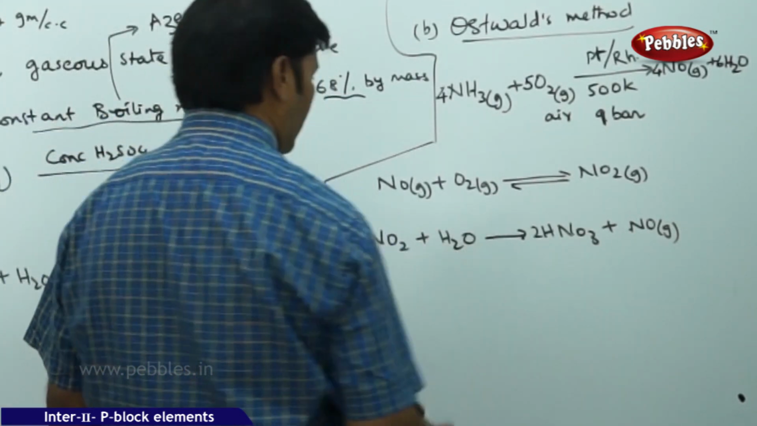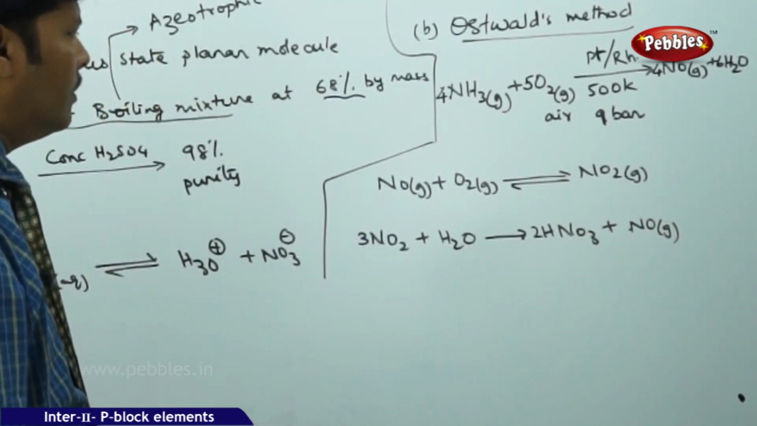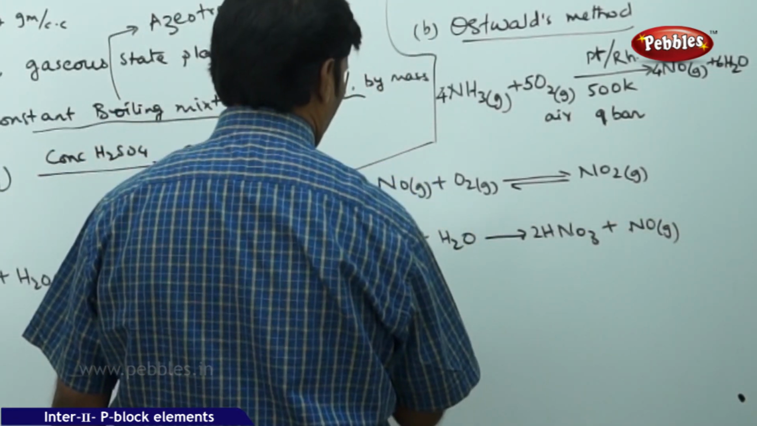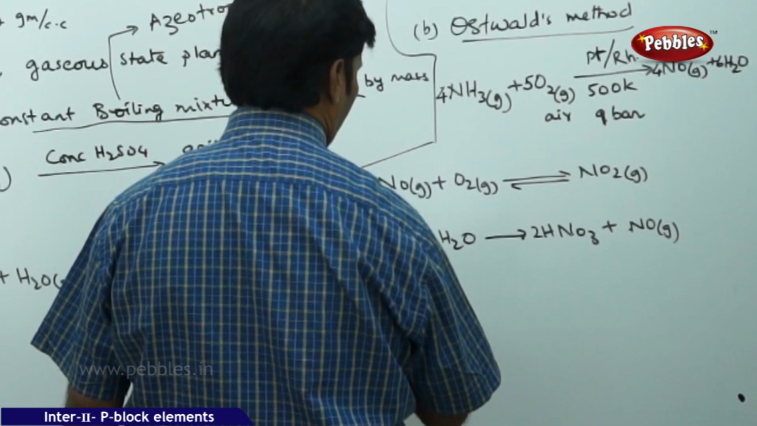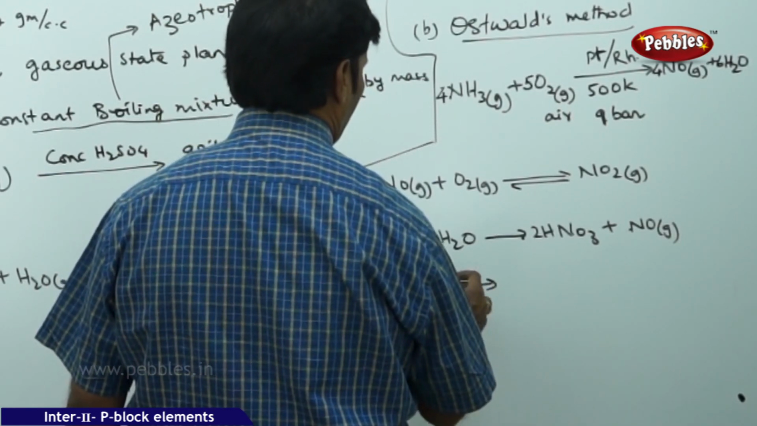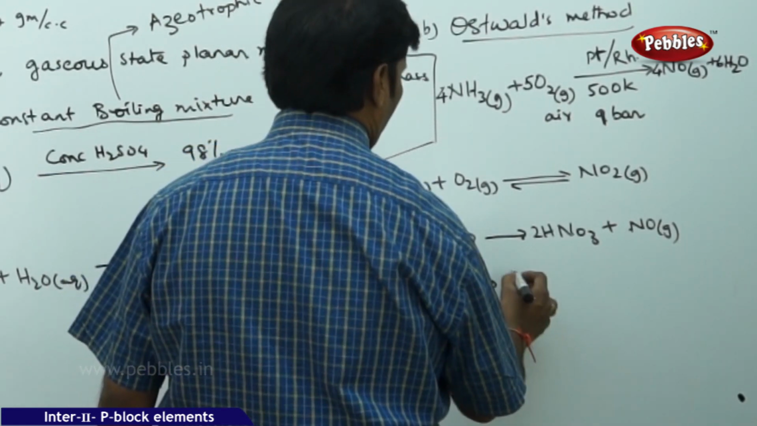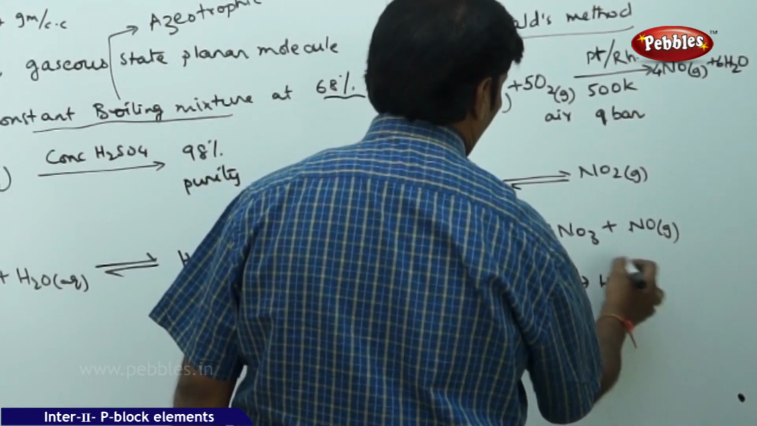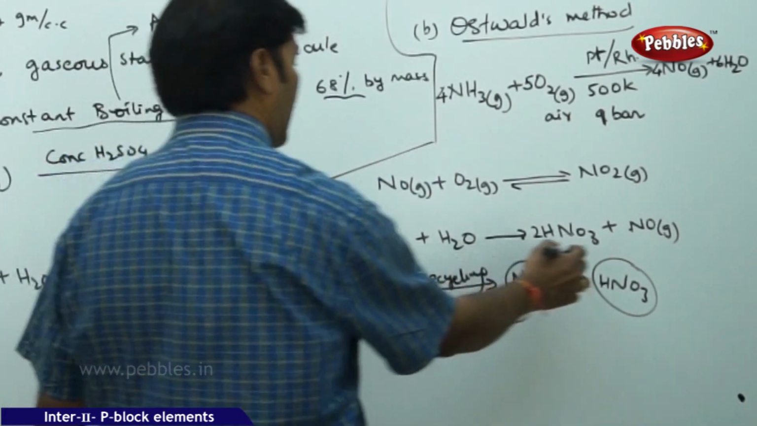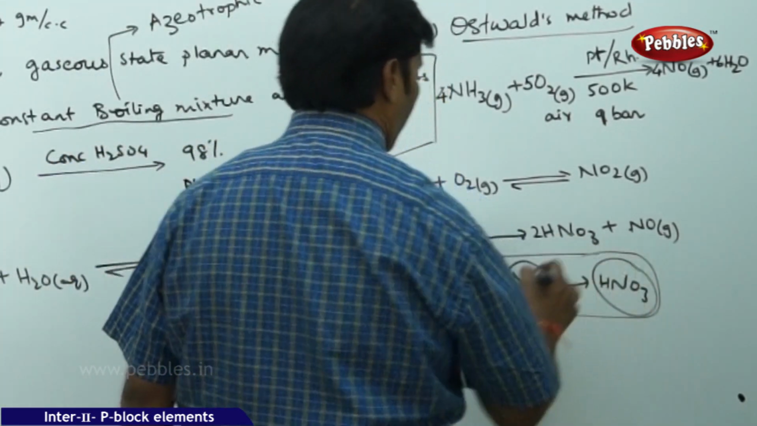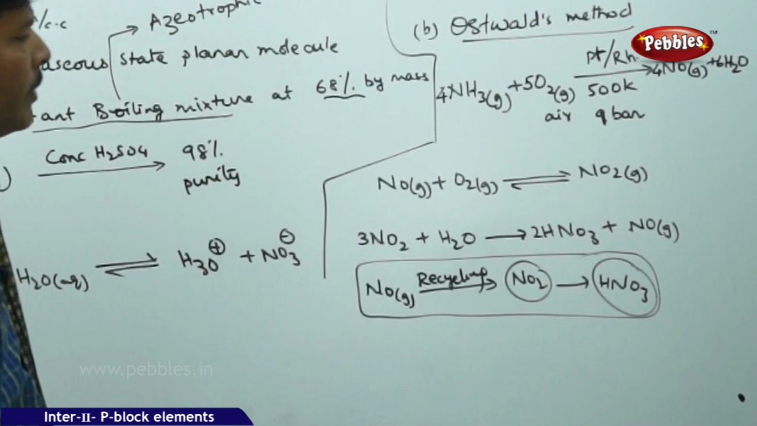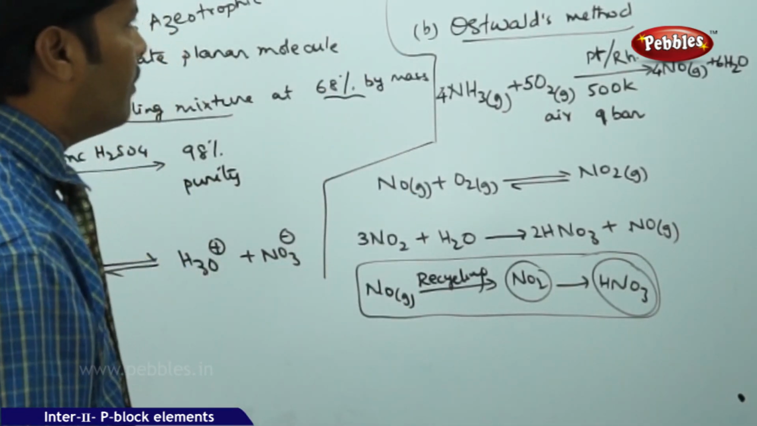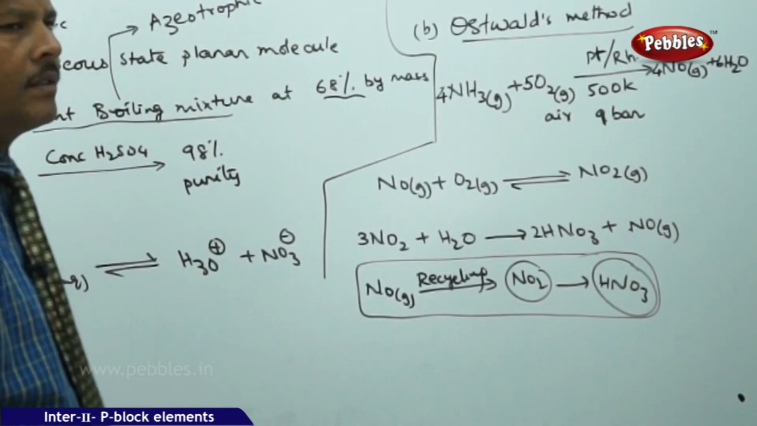Yes, 6 plus 1, the reaction is already balanced, so nitric oxide is obtained, and this nitric oxide is again recycled. It is subjected to recycling and converted to nitrogen dioxide, and this nitrogen dioxide is again used for preparation of nitric acid. So this last step is meant for a recycling process. In this way we can prepare nitric acid through the Ostwald's process, and directly from the metal salts also we can prepare nitric acid.